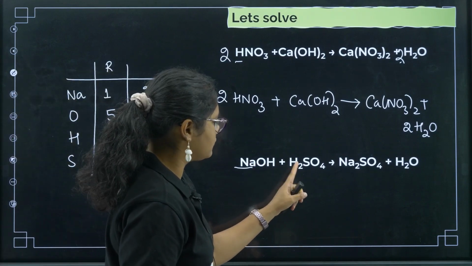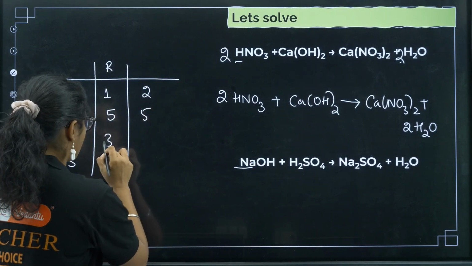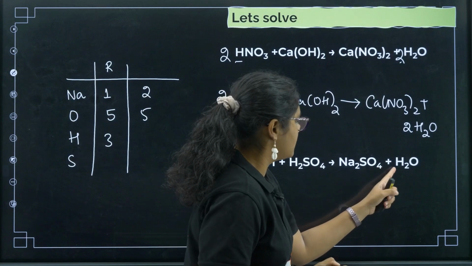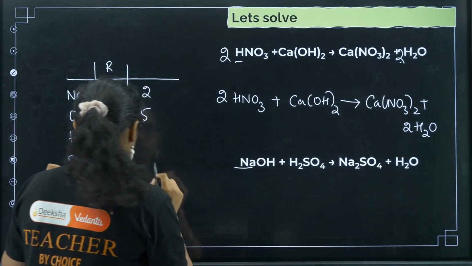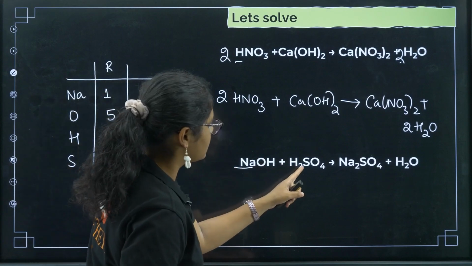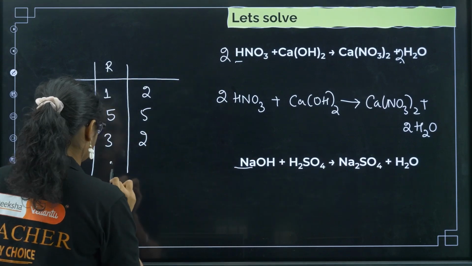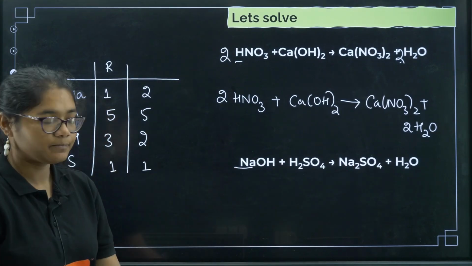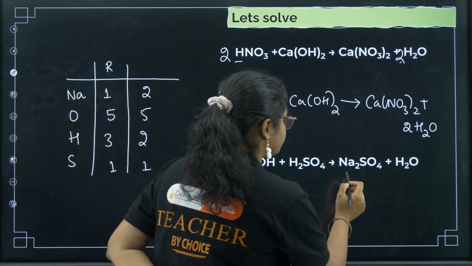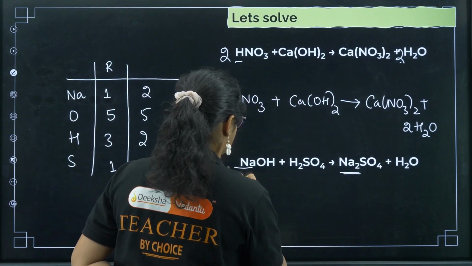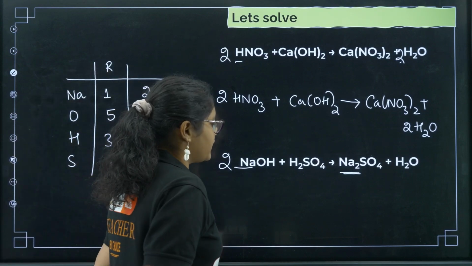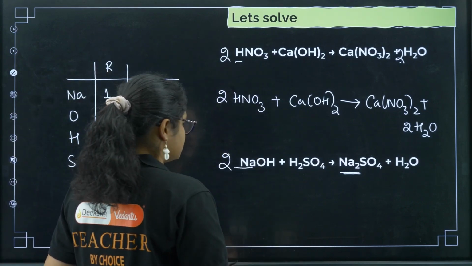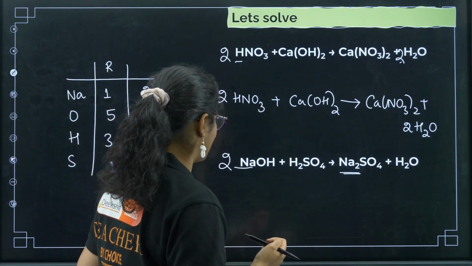Hydrogen, here 1, here 2. So I have 3 hydrogens. And here we have only 2 hydrogens. Sulfur, here 1 and here also 1. Okay, that's it. Now let us try to balance it. So first of all, I see this side 2 sodium, right? So this one also has to be 2 sodium. Okay. Now let us see is the reaction now balanced.